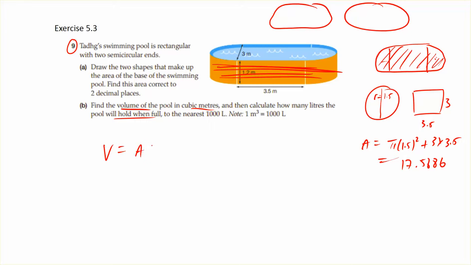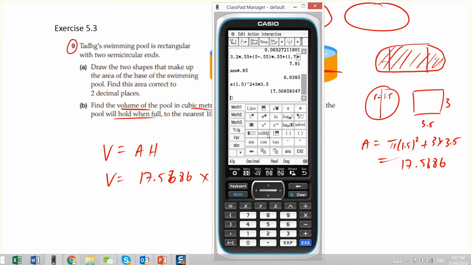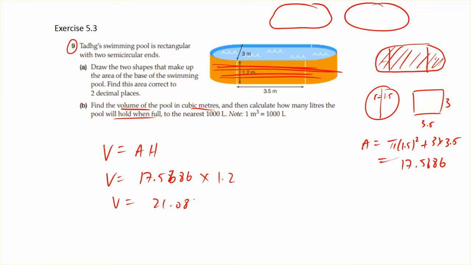So volume is area times the height. The area happens to be 17.5686, multiplied by the height. The height of the pool is 1.2. So let's work this out. We're going to multiply it by 1.2, so you should get 21.0823. So the volume is 21.0823 meters cubed, and we want to calculate how many liters the pool will hold.